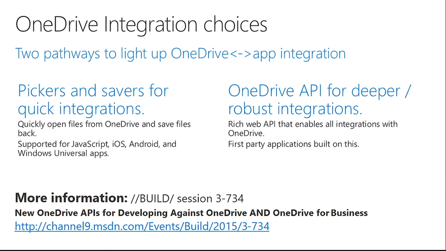UWP. Pickers and savers are easy-to-use APIs for quickly allowing the user to pop up a UI, select a file, and save files back. Then there's the OneDrive API for deeper and more robust integrations, a rich web API that enables full integration. Our first-party applications are built using this API, and you can use it as well. There was a really good Build session on this, the new OneDrive APIs for developing against OneDrive and OneDrive for Business. You can check that out on Channel 9 and get a bit more information.